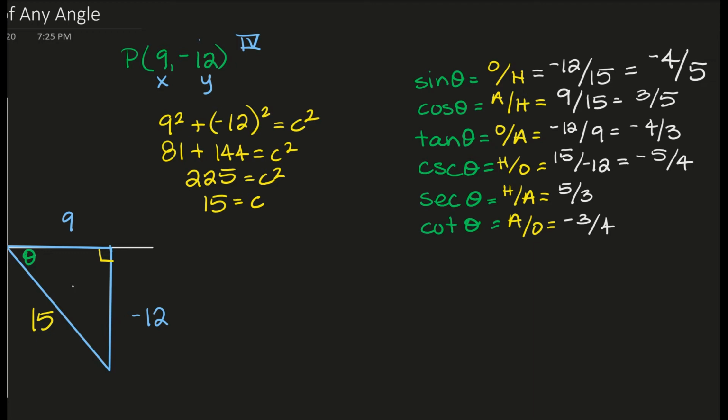So let's see if we can do one that is not going to be quite as nice, because here we had all whole numbers. What if we had one that included a radical?